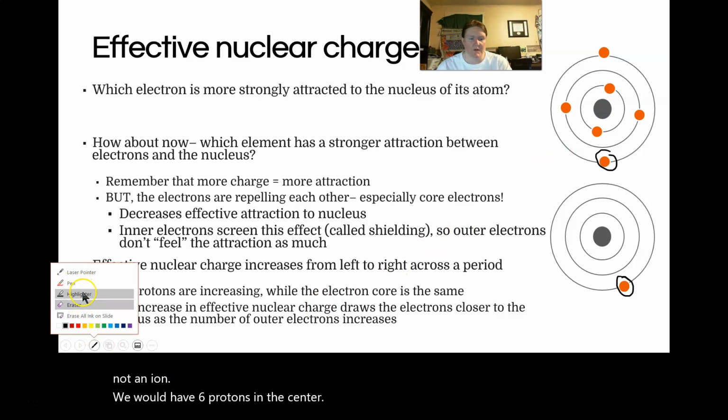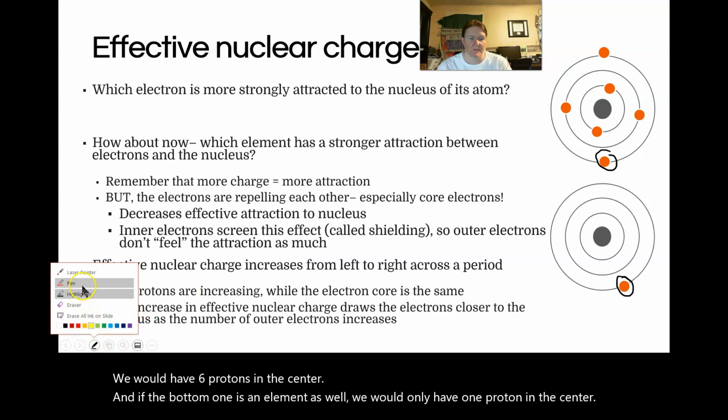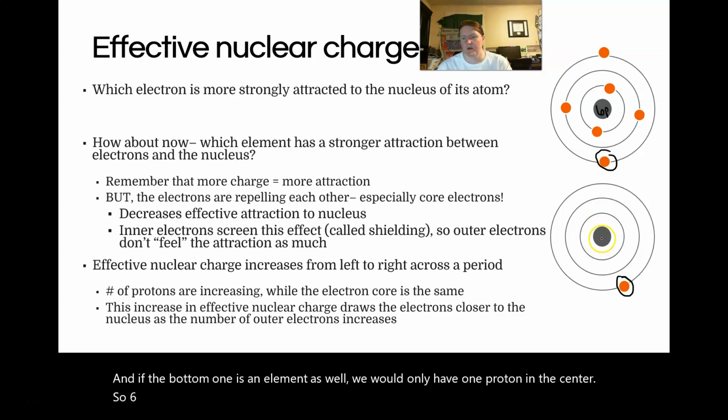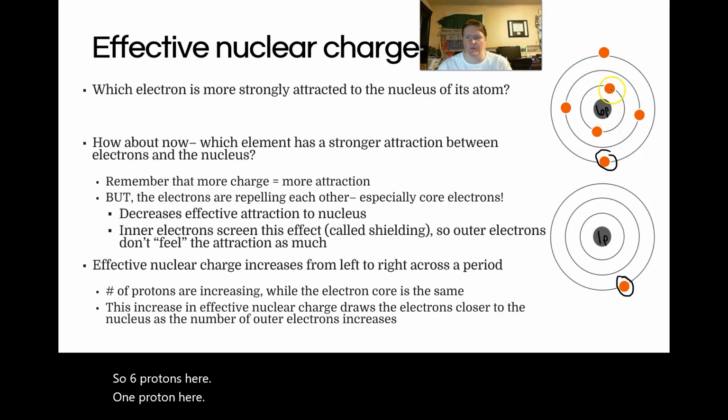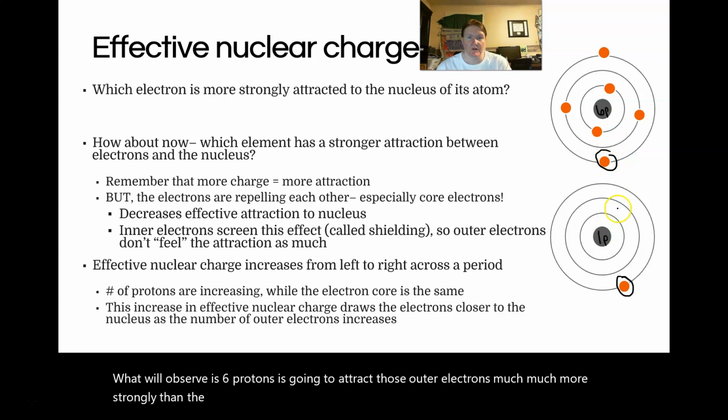And if the bottom one is an element as well, we would only have 1 proton in the center. Oh, that's not going to work out. There we go. So 6 protons here, 1 proton here. So even with the shielding effect that's happening here in the center, what we'll observe is 6 protons is going to attract those outer electrons much, much more strongly than the 1 proton does, right?